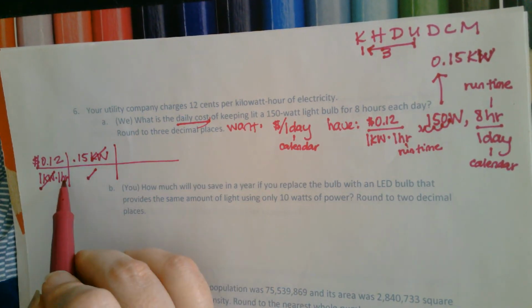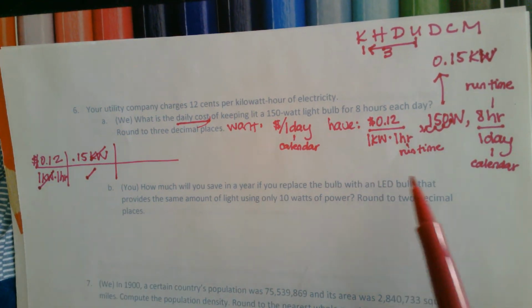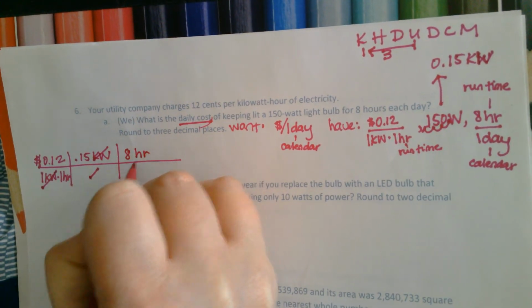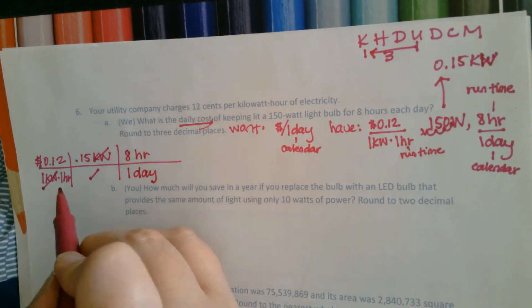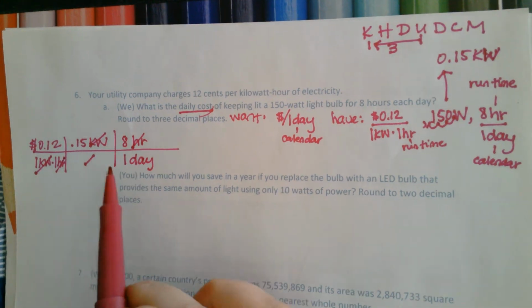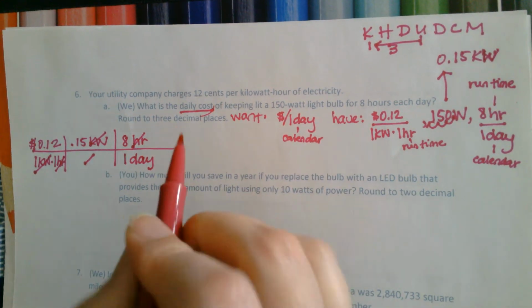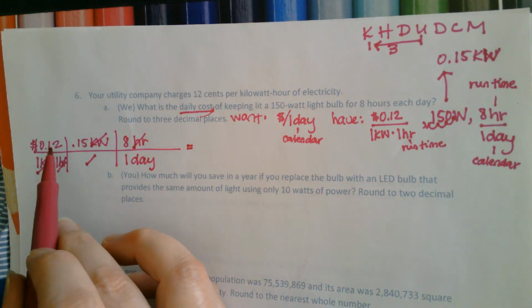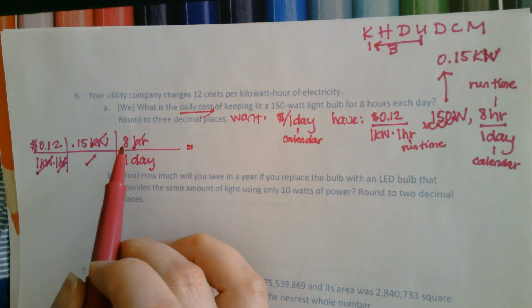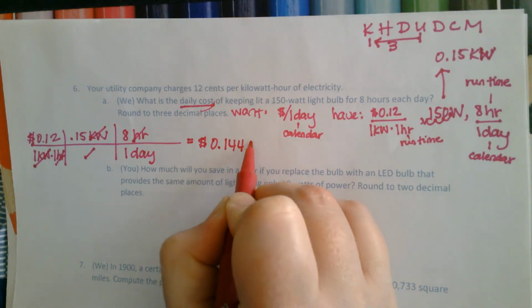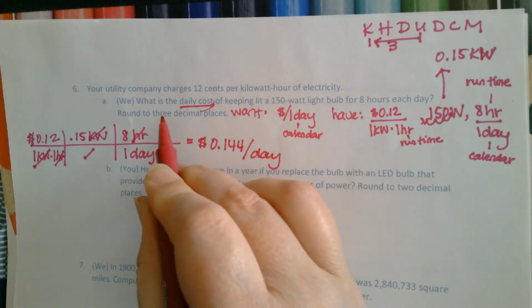So kilowatts are canceled. Now I go back here and I want to cancel out my hours. Remember, this is runtime hours. So what else do I know about runtime? Well, I know I'm running at 8 hours in one day. So I have 8 hours in one day. So my hours cancel. And now I'm left with dollars in the numerator, days in the denominator, which is what I want. So I can go ahead and multiply. There's no numbers on the bottom except for 1, so we just do 0.12 times 0.15 times 8, and we end up with $0.144 per day, rounded to 3 decimal places.